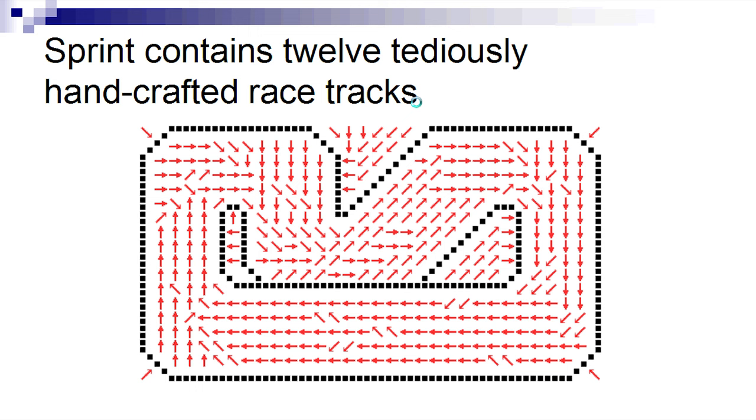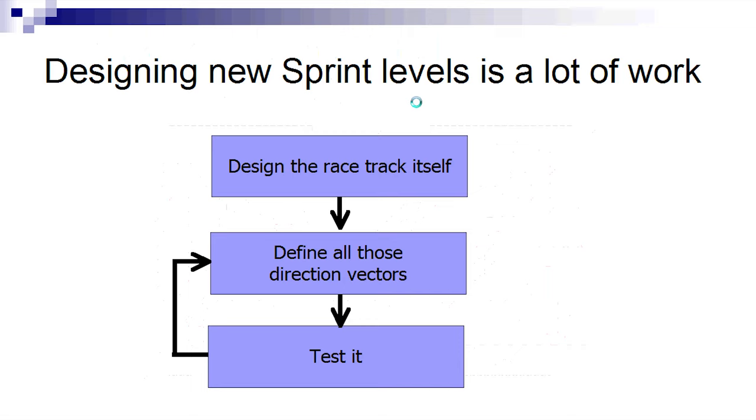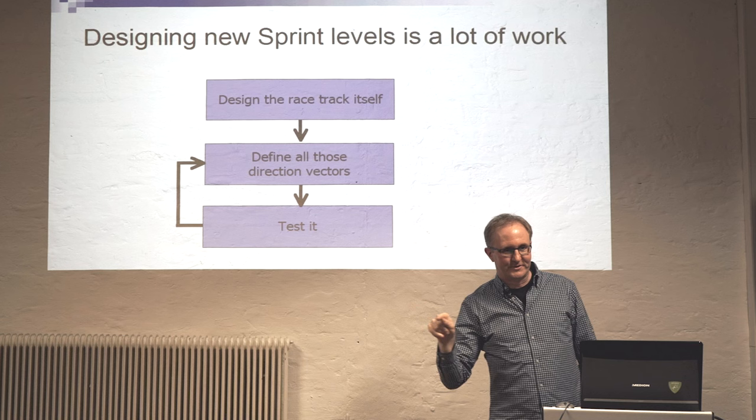So I said, okay, that's fun. I want to make such a track also, another one, and inject it into the game program in order to run it with my own designed track. In designing such a new Sprint level, you will see that it's quite a lot of work, because first you start to design the race track itself, how the street looks like, and then you have the big job to define all these little direction vectors, a lot of clicking and designing.